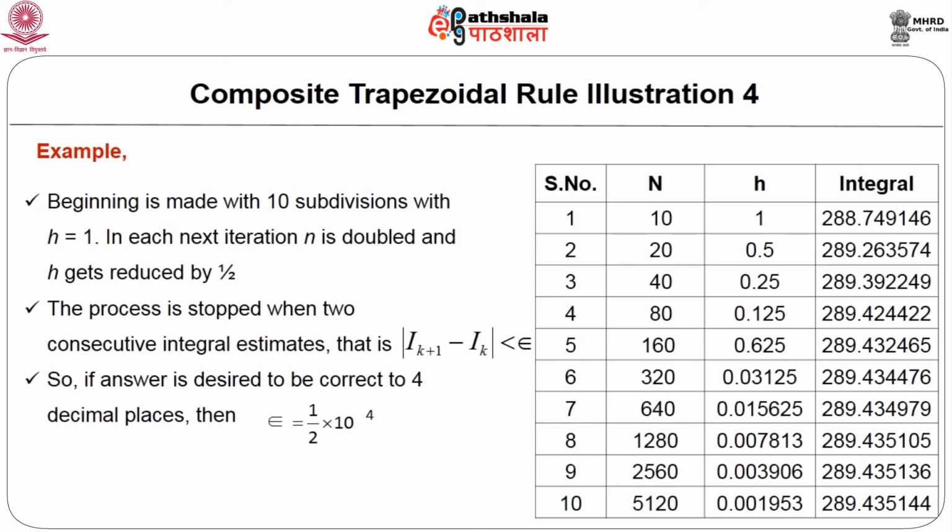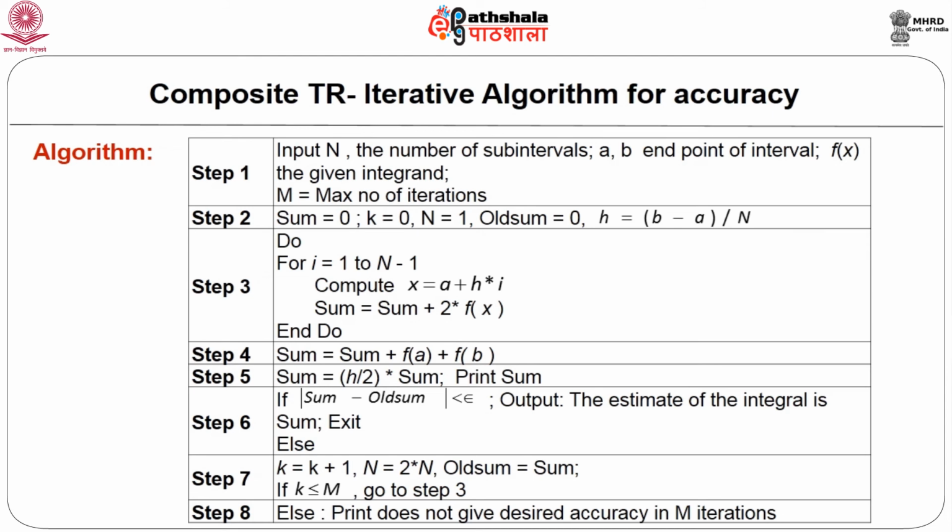So, this is how the process can be applied to get the integral correct to the desired number of accuracies. The algorithm for this would be: your input will be n, the initial number of subintervals, a and b as the endpoints, the function as the given integrand, epsilon as the error tolerance to give the idea of how much accuracy is desired, and also m as the maximum number of iterations. Our sum initially will be 0. Initialize the iterative process, the iteration counter k equal to 0, h we can calculate as b minus a by n, and the old sum, I am calling it, to be 0.